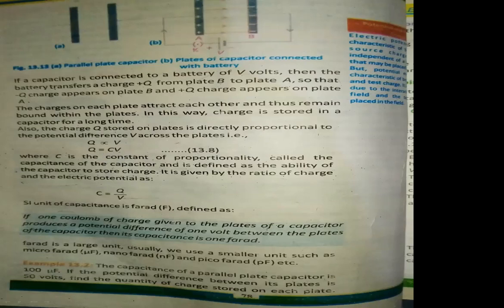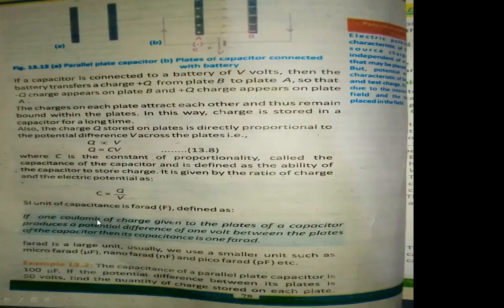Capacitance of the capacitors. Okay, where C is the constant of proportionality called the capacitance of the capacitor and is defined as the ability of the capacitor to store charge. It is given by the ratio of the charge. So if you want to separate out C, C will be Q by V. So V will multiply here; if it goes on the other side, it will be divided. So we separate out capacitance, which is the capacitance of the capacitor. C is equal to Q over V.